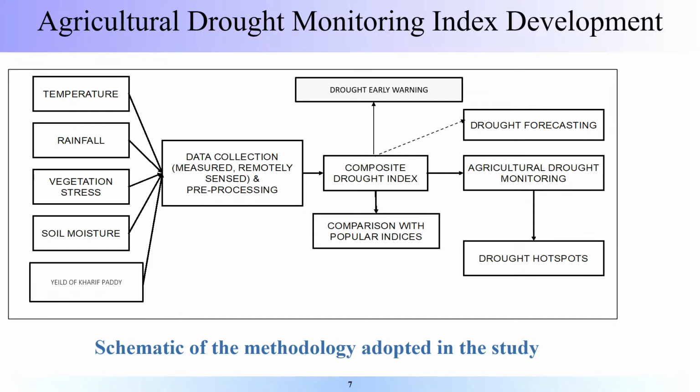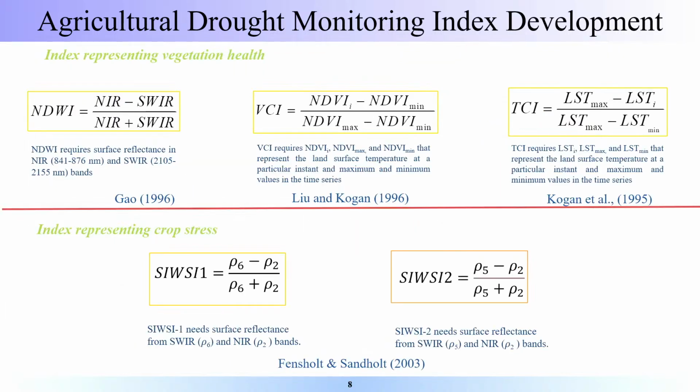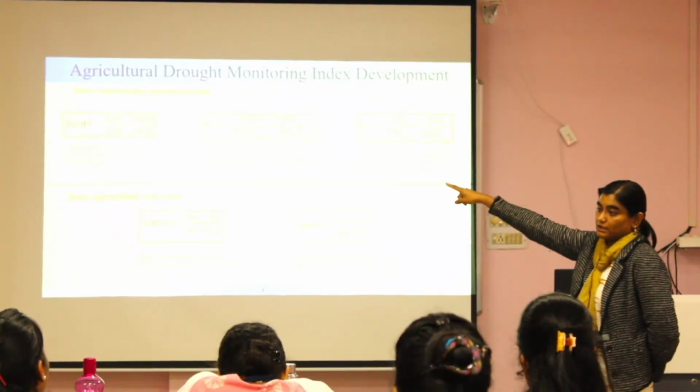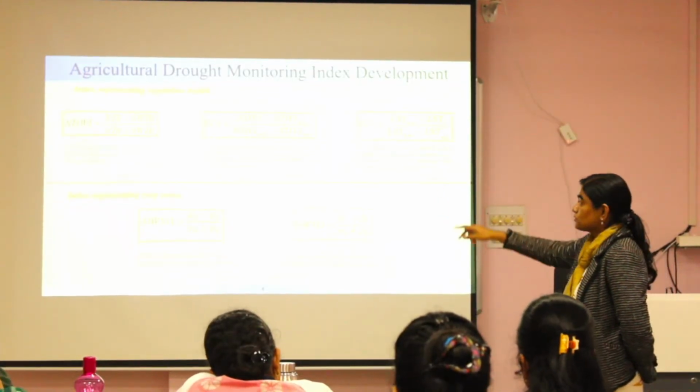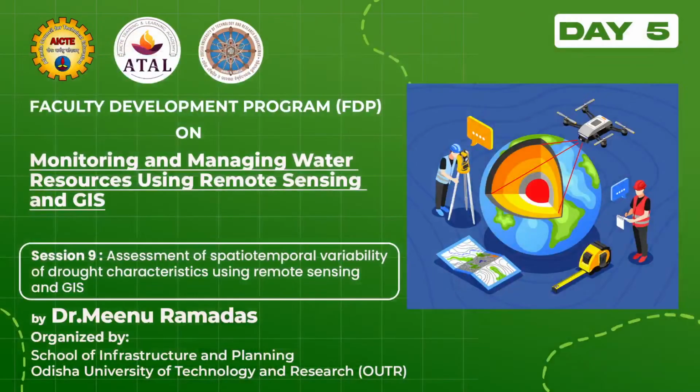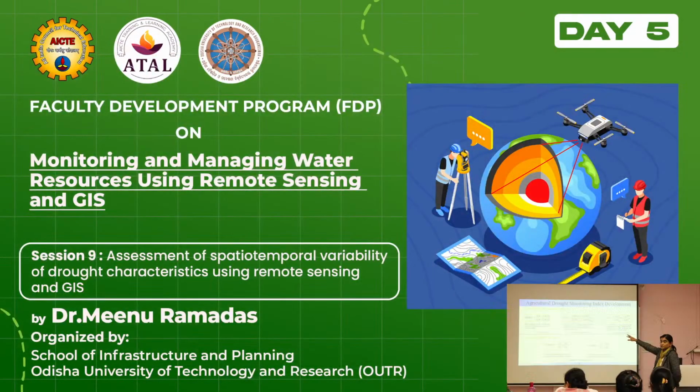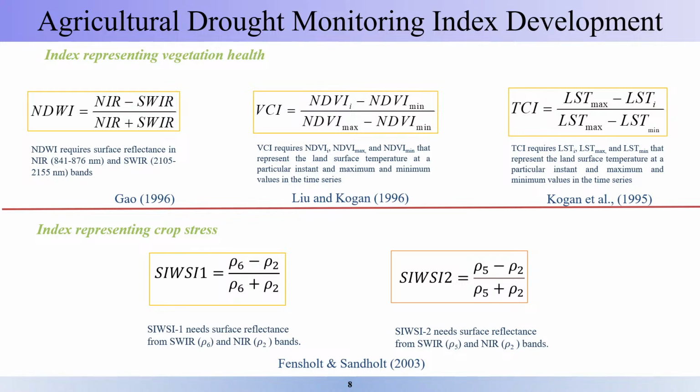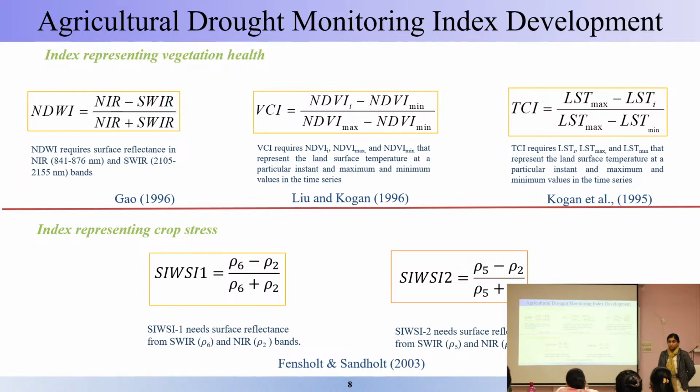Okay. So here the first condition was vegetation health. We want to monitor that. So in the previous talk, we have become familiar with indices like these, right? So NDWI. Then there are similar indices like vegetation condition index VCI, temperature condition index TCI. So you can see some are optical bands. VCI is made up of NDVI. Then TCI is made up of land surface temperature.